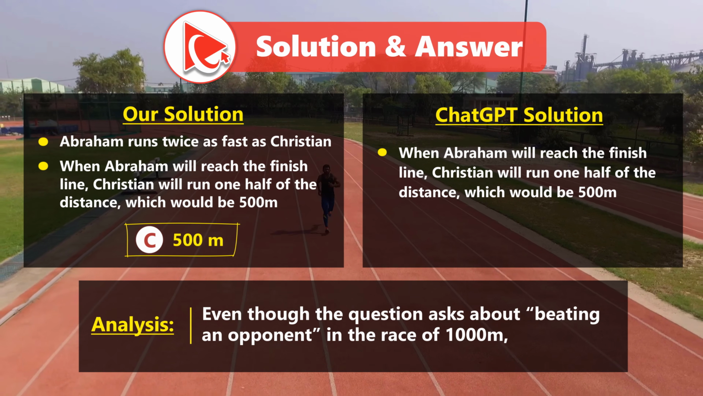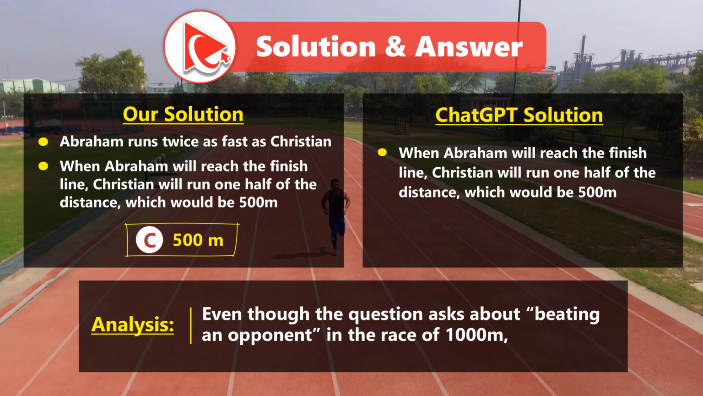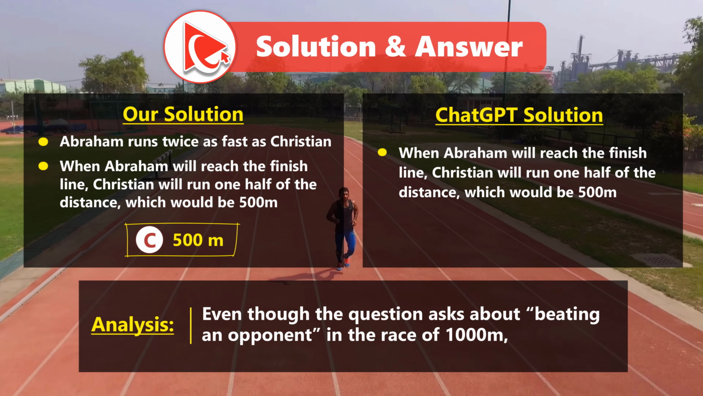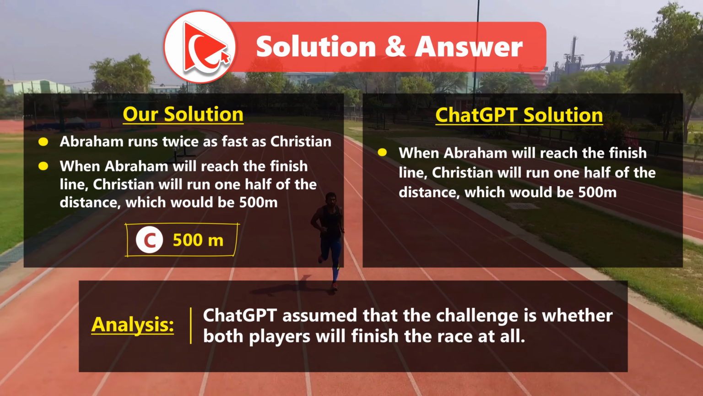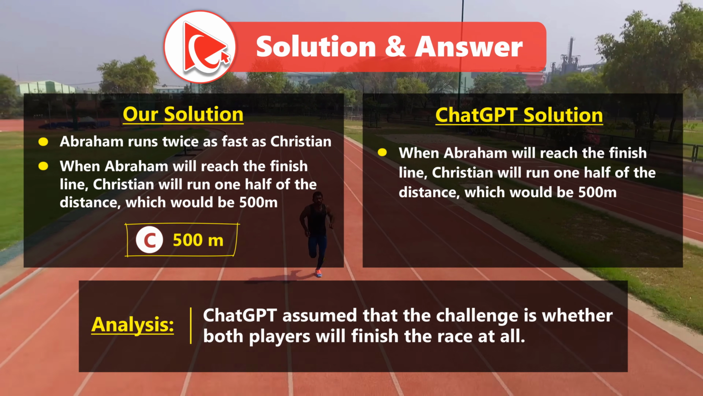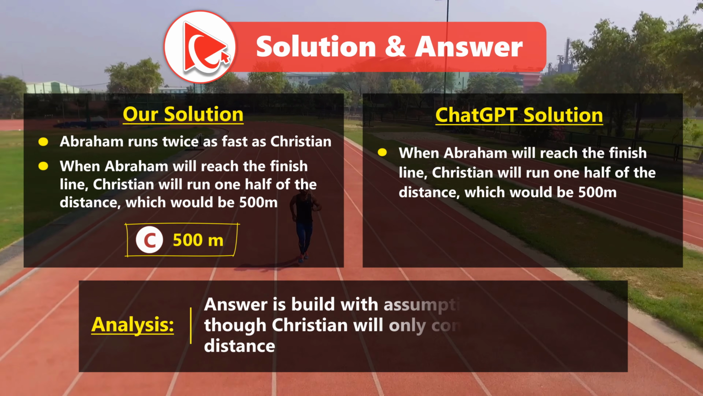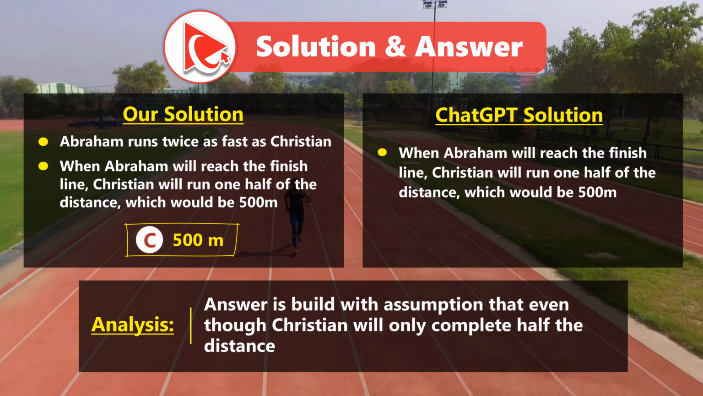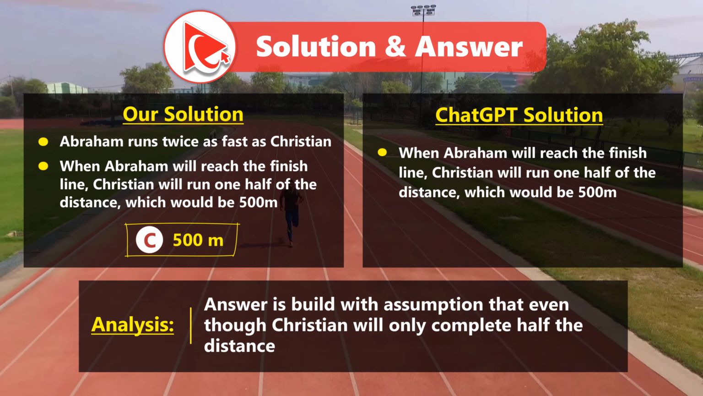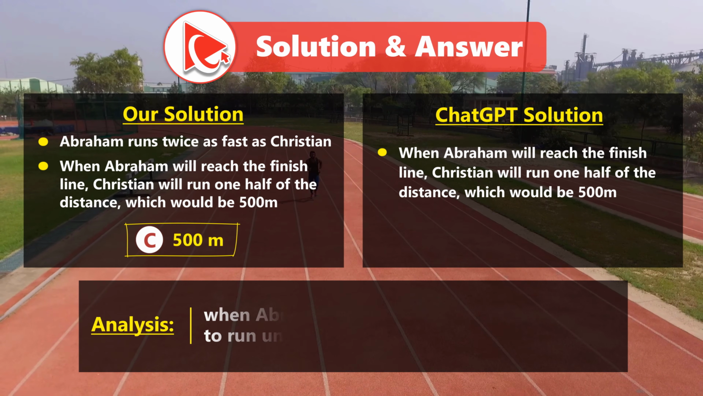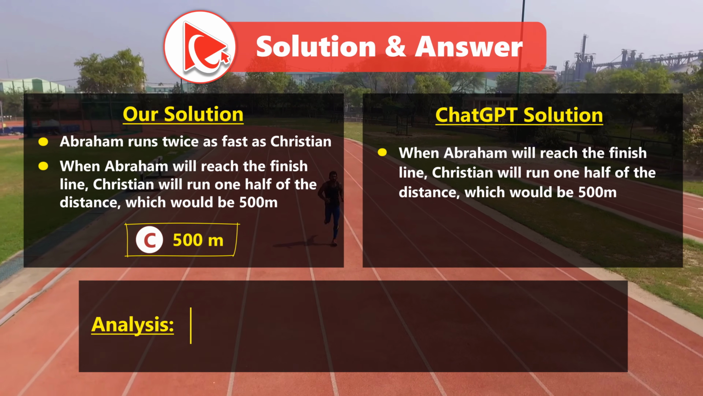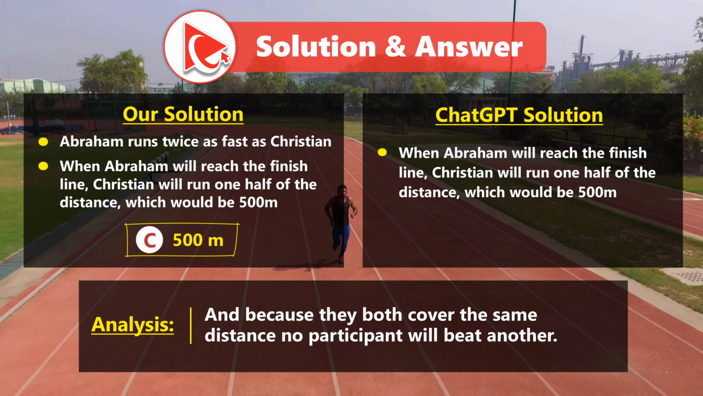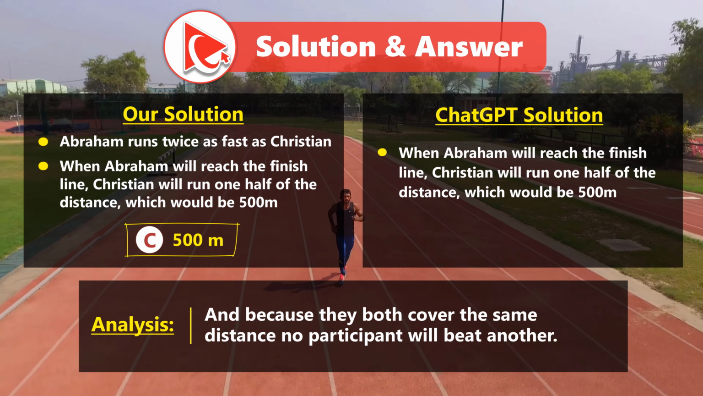Even though the question asks about beating an opponent in a race of 1,000 meters, ChatGPT assumed that the challenge is whether both players will finish the race at all. This is why ChatGPT's answer is built with the assumption that even though Christian will only complete half the distance when Abraham is done, Christian will continue to run until the end. And because they both will cover the same distance, no participant will beat the other.